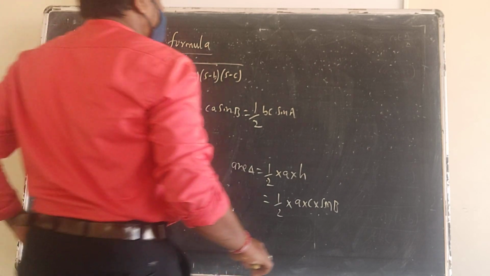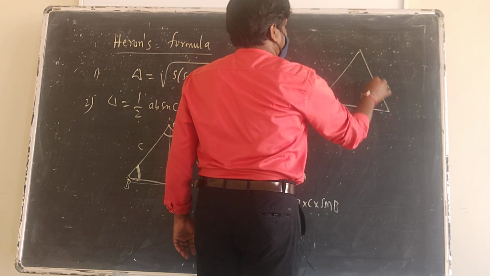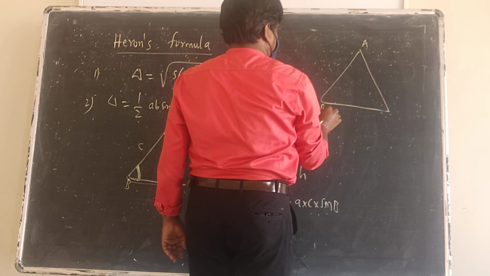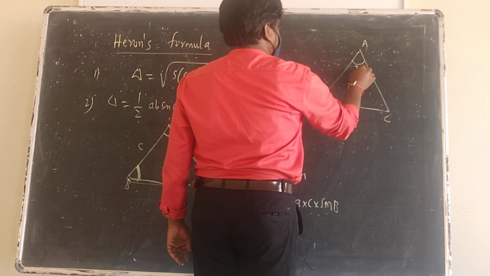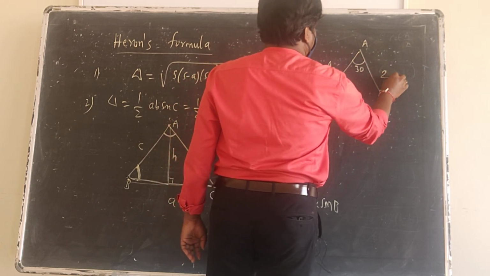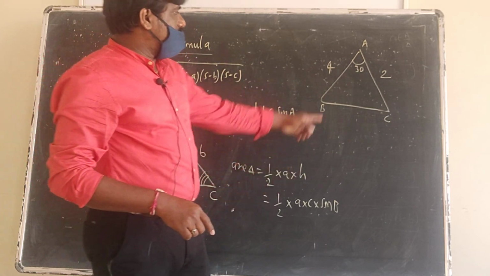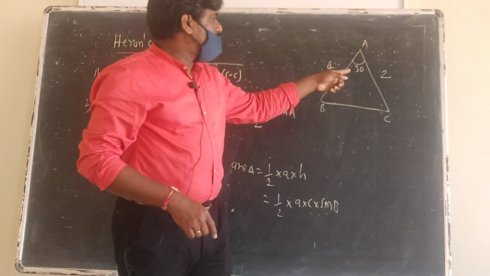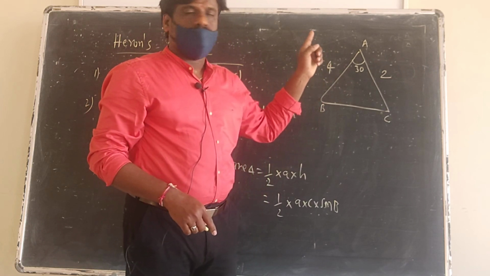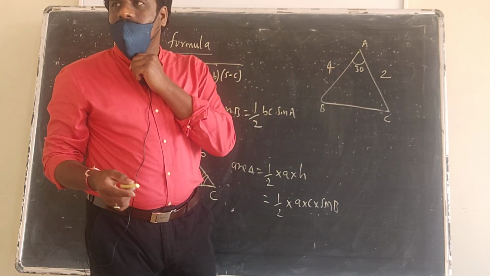अब बोलो, there is one triangle is given. The angle between, angle A they given 30 degrees. Suppose this length is given 4, this length is given 2. Then what is the area of the triangle? See, this is the triangle ABC. Angle here given 30 degrees, and this length is 4 and 2. Then what is the area of the triangle?